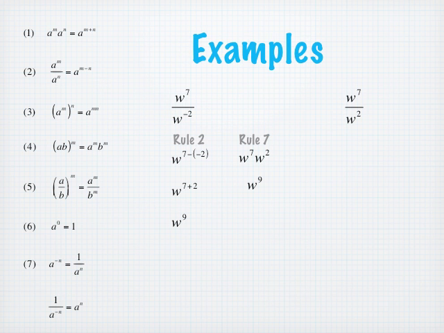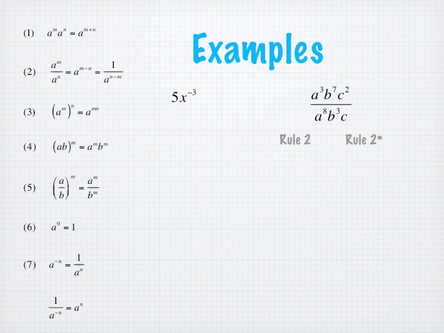No matter which way I do it, no matter which rule I use, as long as I use the rules correctly, then I will get exactly the same answer. Now, if you were tempted to say w to the 5th on the first one, look at this guy. That guy gives you 7 minus 2, or w to the 5th. Look at the difference between them. In the first one, you're subtracting a negative. Make sure you've got that double negative in there.